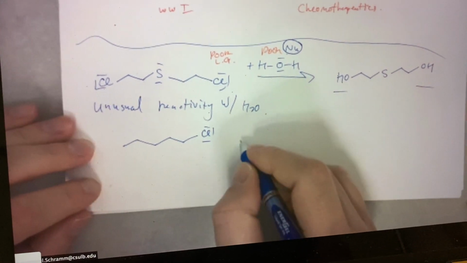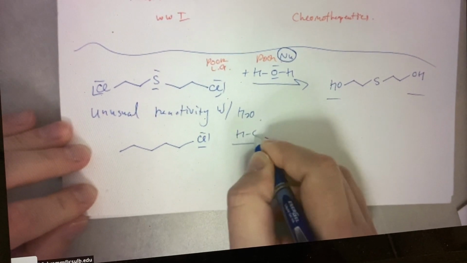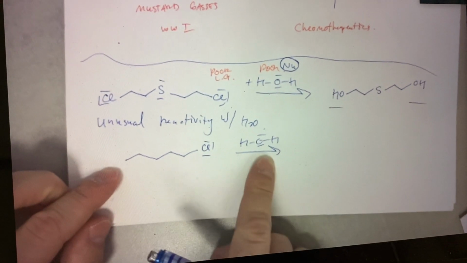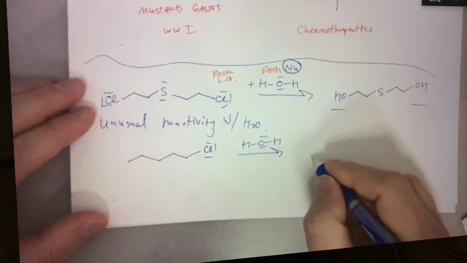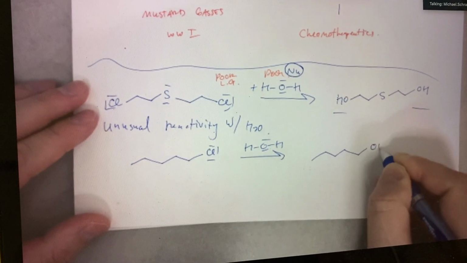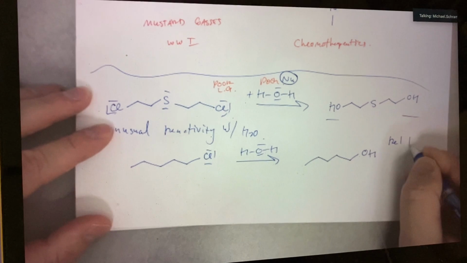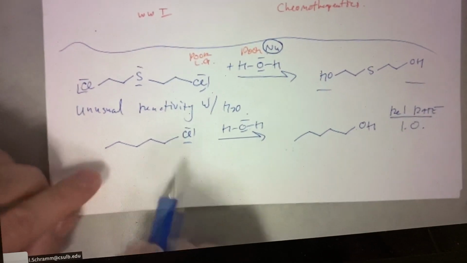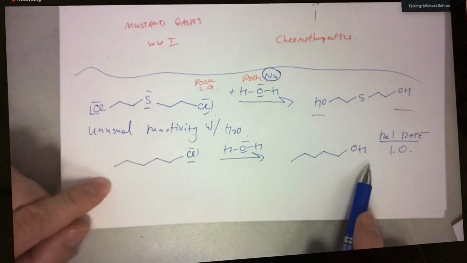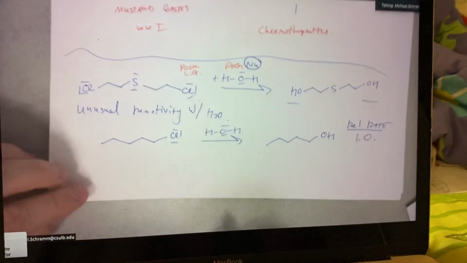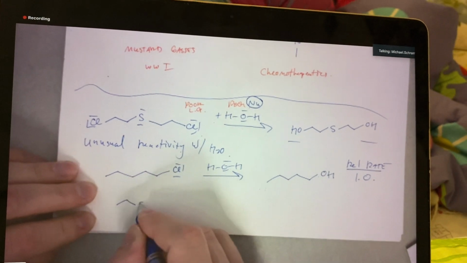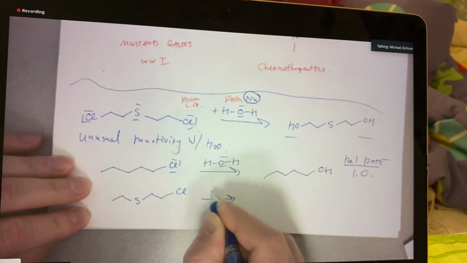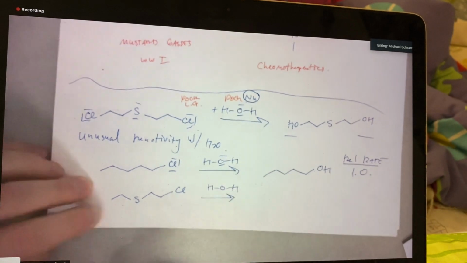If we try to react these two things together, let's just take alkyl chloride with water. It'll react. It reacts quite slowly. And let's just set its relative rate here to 1.0. It's actually quite slow compared to what happened above. And here is the comparison. It makes something clear to us that something's fishy about this compound where we have sulfur in it.